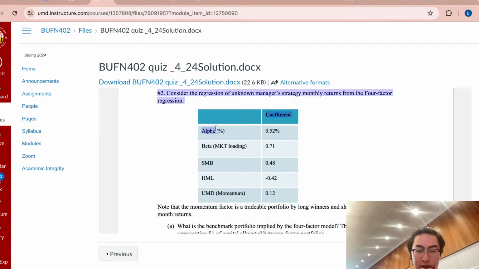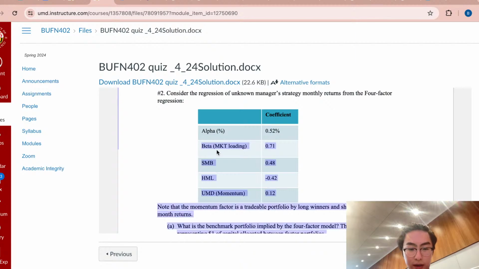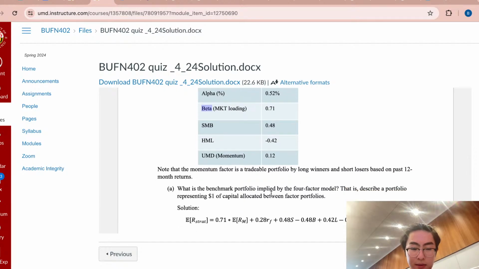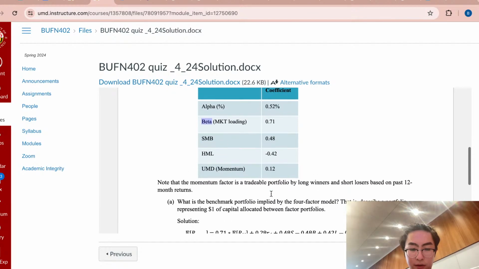The regression of unknown managers. Right, so this question seems like it does have to do with the factor returns. And so we have 4 different factors here actually. So small minus big, high minus low, up minus down, which is the momentum factor, and the beta. So this is the market factor. What is the benchmark portfolio implied by the 4-factor model?